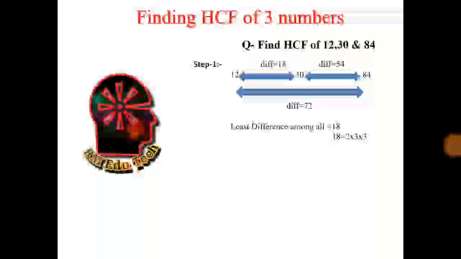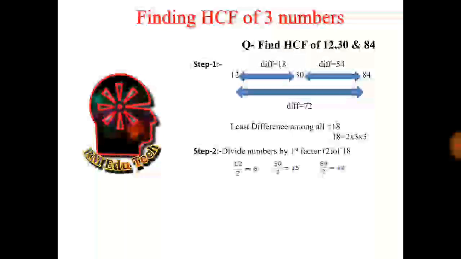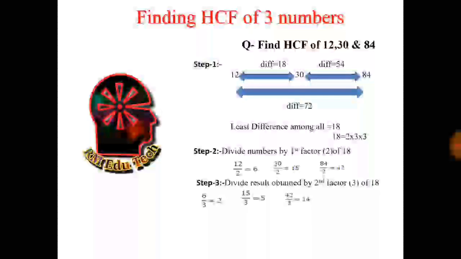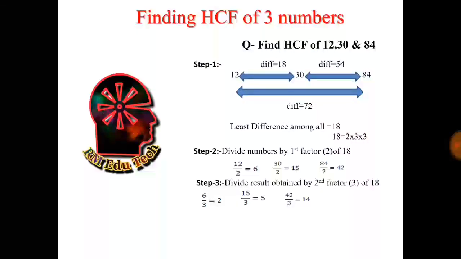Now we will check one by one. First of all, check for the 2. When we divide each number by 2, 12 divided by 2 is equal to 6, 30 divided by 2 is equal to 15, 84 divided by 2 is equal to 42. Now, next step, we are going to divide each result of the second step by the next factor, that is 3. So dividing each result by 3, we get 6 by 3 is equal to 2, 15 by 3 is equal to 5, and 42 by 3 is equal to 14.